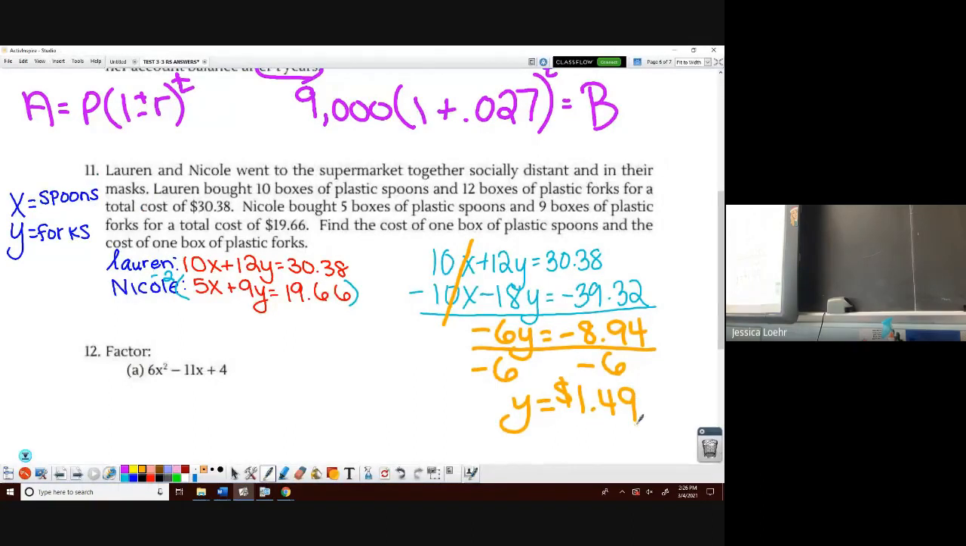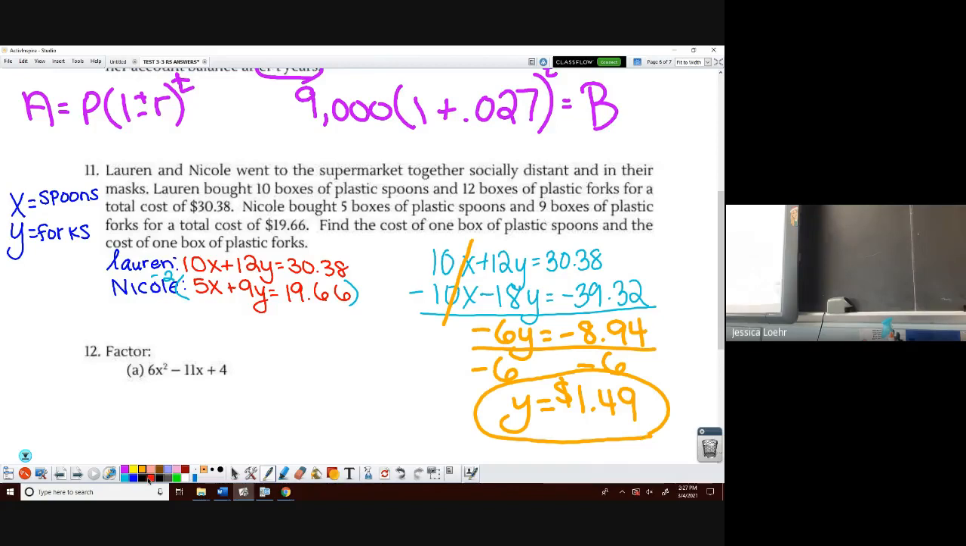If I got a negative number for this answer, why would I know that it's wrong? Ryan? Because in money you can't have negative. It's money, so I can't have negative 1.49 as my price. It would have to be a positive cost. So that's my y value. As long as you tell me in the beginning that y equals forks, you don't have to write a sentence explaining what that means, but you have to remember that you have to tell me what your variables mean, which you should do anyway.